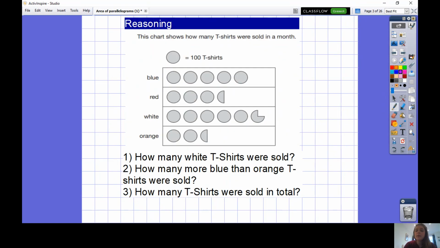Okay, can you please pause the video now and have a go at these reasoning questions? There are 3 questions based on this pictogram. Don't forget to look at the key.